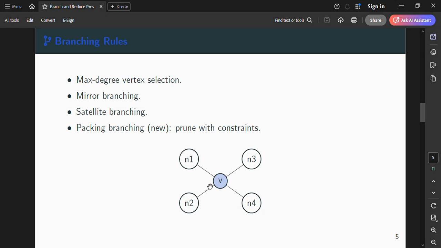If two vertices' neighborhoods are nearly identical, we can group them. Then we have satellite branching. If a vertex has a certain neighbor relationship, we can branch in a way that avoids symmetric cases. Finally, the packing branching. This is new in this work. We can decide to exclude a vertex. We add constraints that forbid certain combinations of vertices later in the search, allowing us to prune entire subtrees earlier.